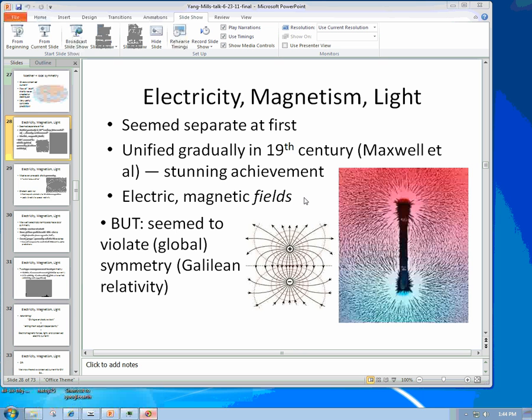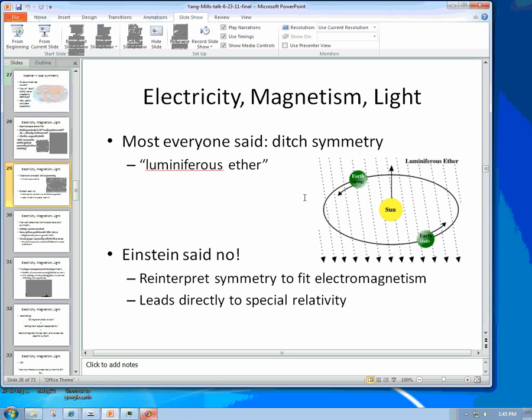The theory, Maxwell's theory, and in particular the predictions about light, seem to violate a fairly reasonable principle, one that people thought was pretty important, and that was Galilean relativity. The idea that if you did an experiment, it didn't matter whether you were moving, or in what direction you were moving, or how fast. And so most people said, well, I guess the symmetry isn't really real. Maxwell's theory is so good, its predictions so unavoidable, we're going to ditch the symmetry and introduce something called the luminiferous ether.